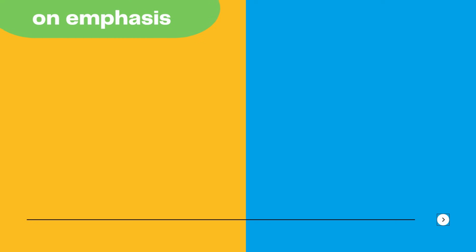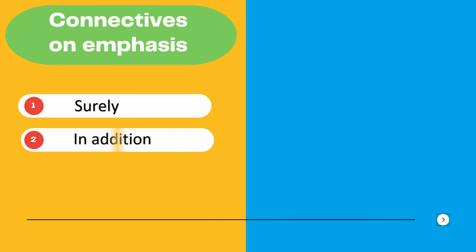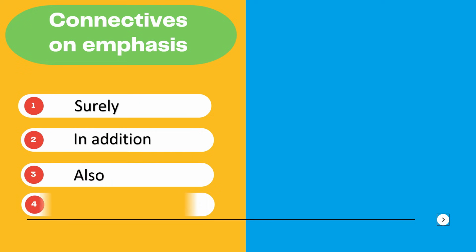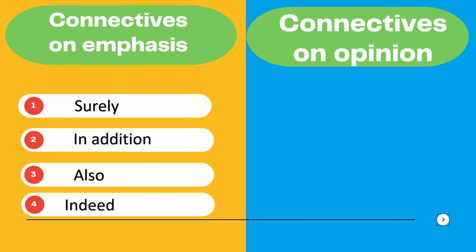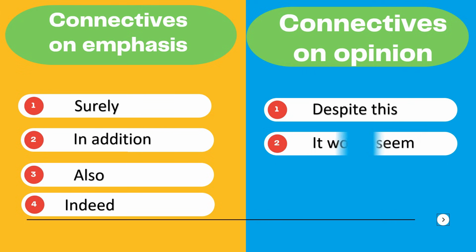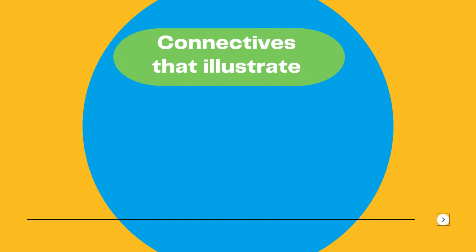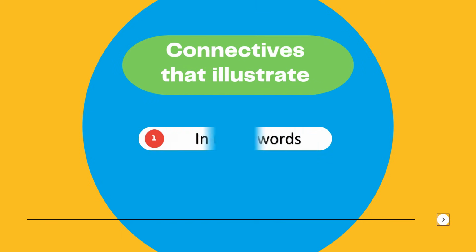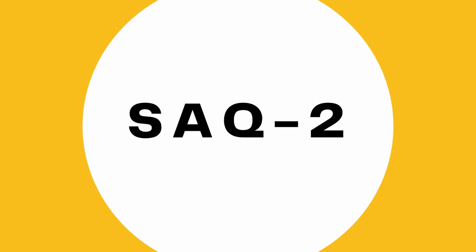For connectives on emphasis, we have 1 surely, 2 in addition, 3 also, and 4 indeed. While for connectives on opinion, we have 1 despite this, 2 it would seem, and 3 however. And lastly, for connectives that illustrate, we have the following: 1 in other words, and number 2 with these reasons. So there you are, class, the answers for SAQ number 2.